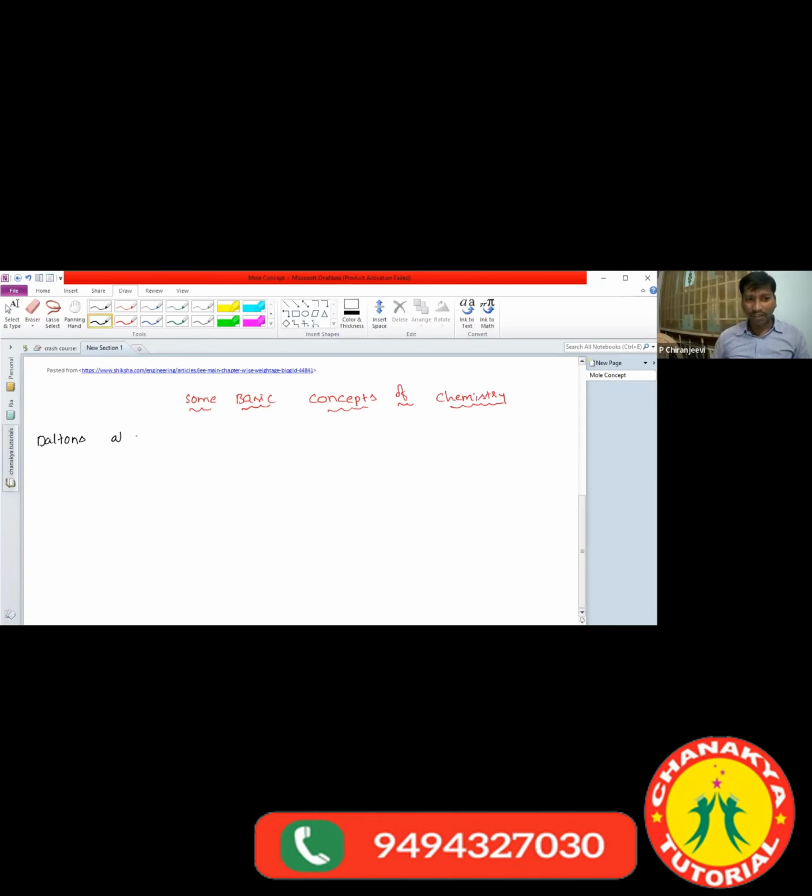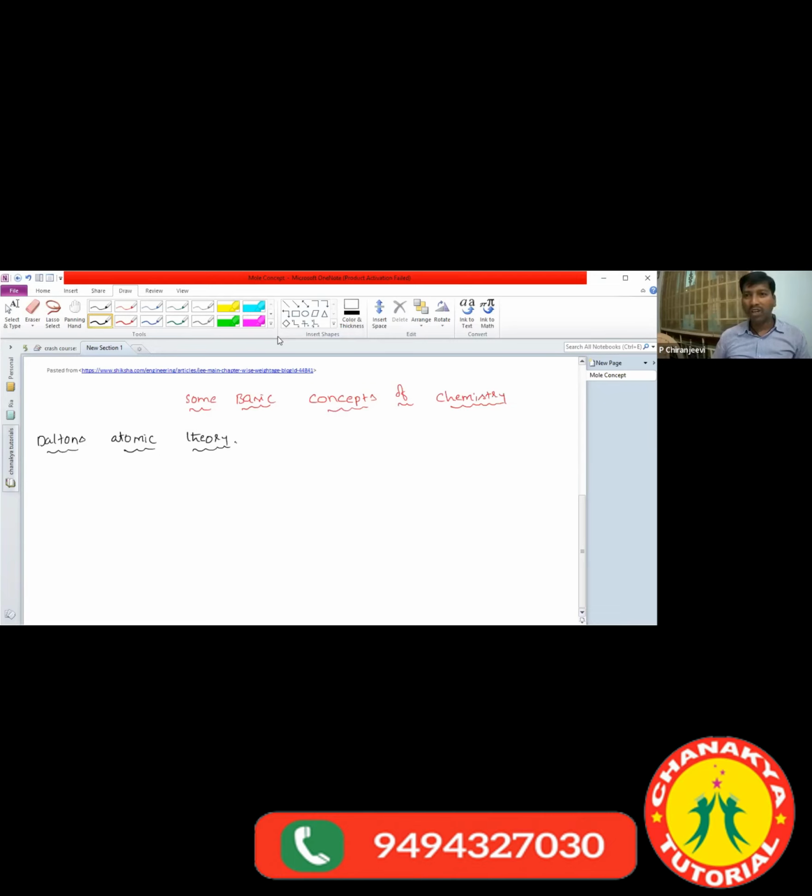Dalton's atomic theory. First of all, who proposed the atomic theory? John Dalton, he proposed the first atomic theory. So according to John Dalton, what is meant by the atom?